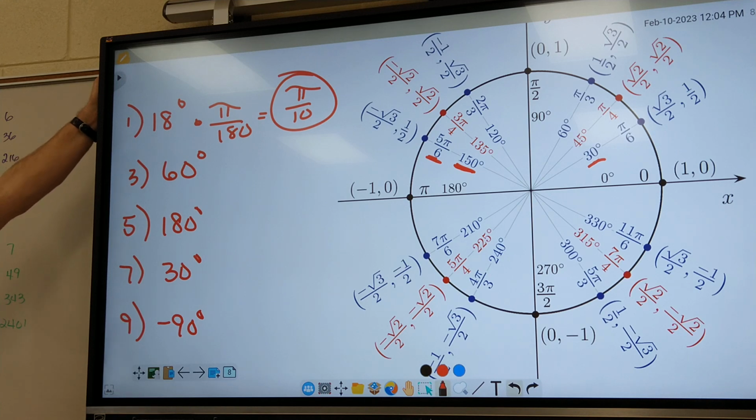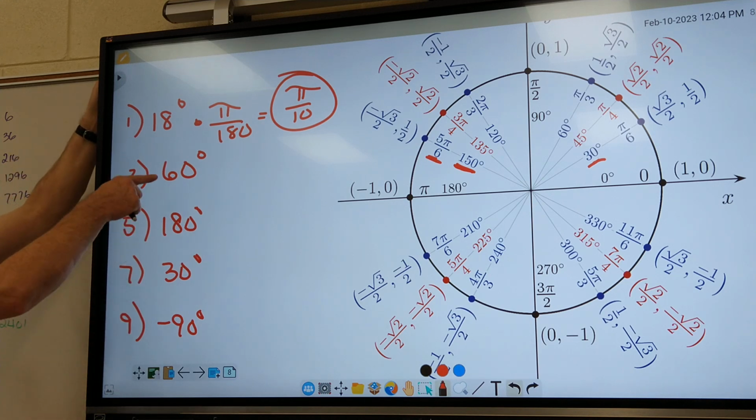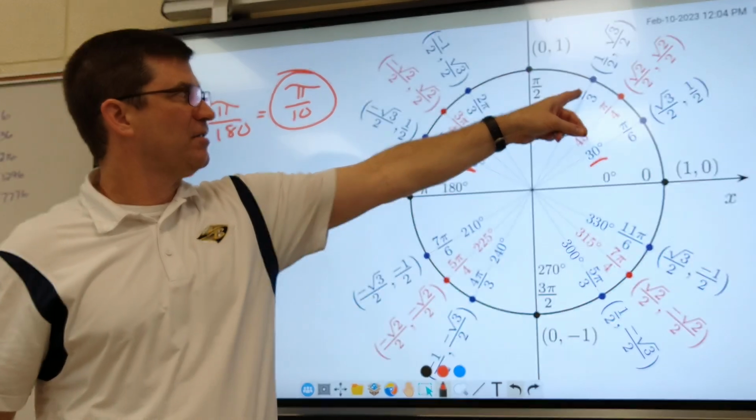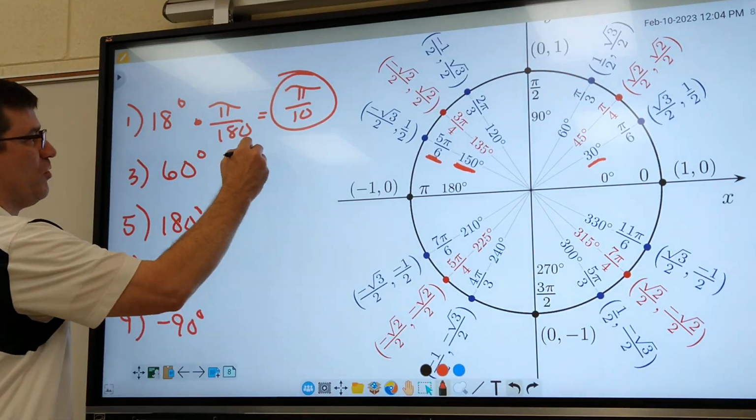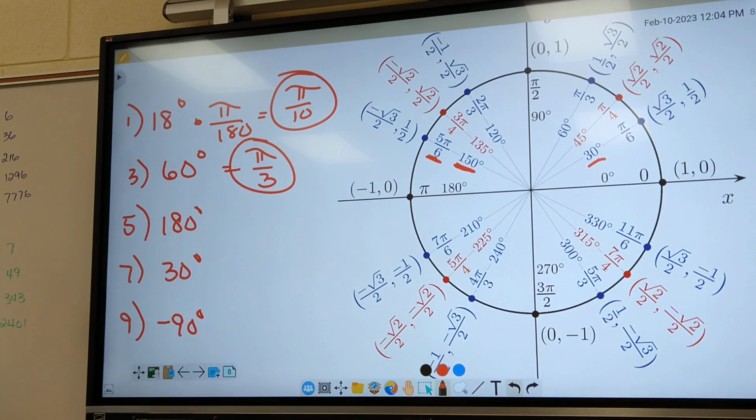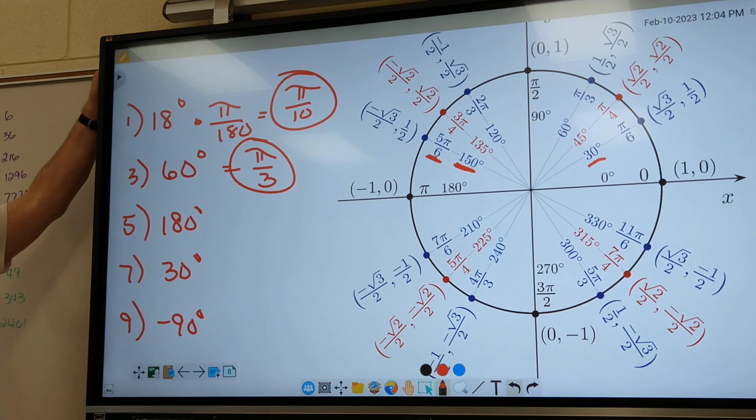Now look at number 3. We're going to go down the left column. Number 3 says 60 degrees. If it's on your unit circle, find 60. The radian number is pi over 3. You won't have to multiply that one. All right, find number 5, 180 degrees. All right, let's slow down. Go ahead, Jalen. Back to number 3.